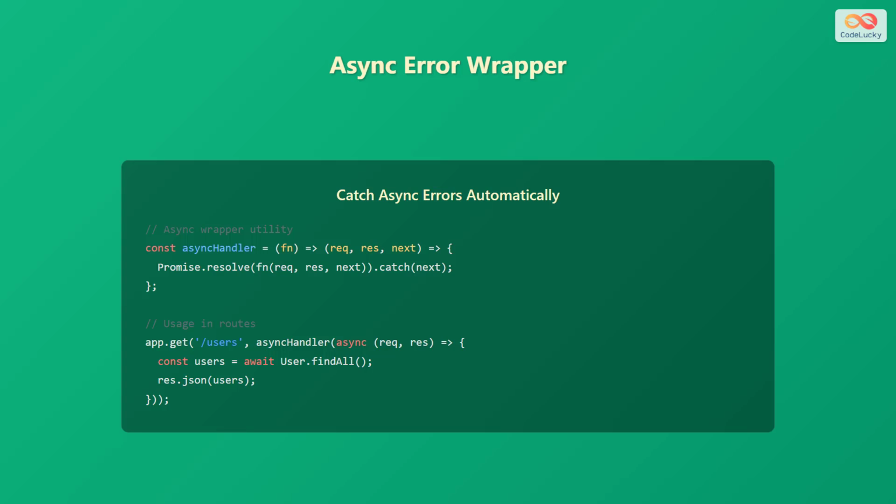Here's how to use the async handler in your routes. Wrap your asynchronous route handler with the async handler function. This ensures that any errors that occur during the execution of the route handler are automatically caught and passed to the error handling middleware.